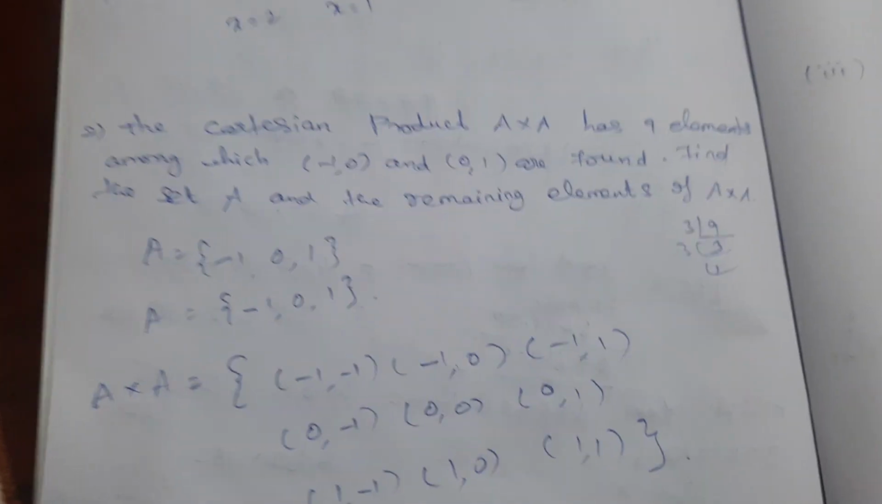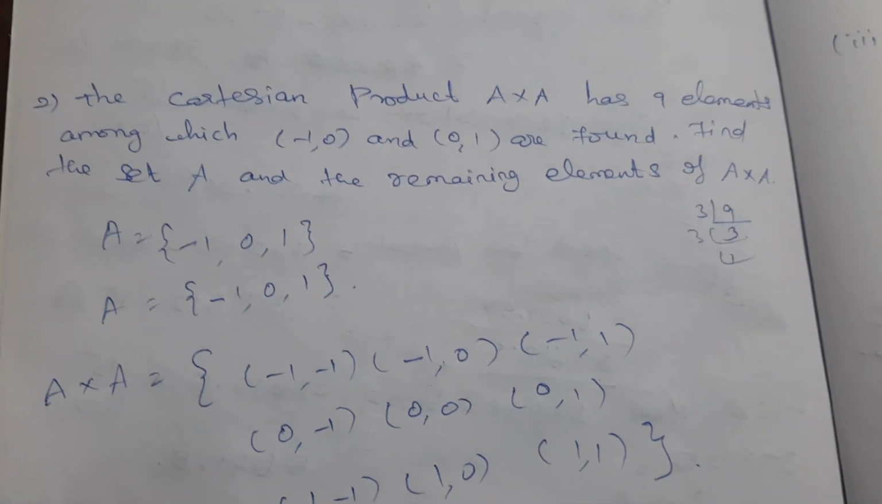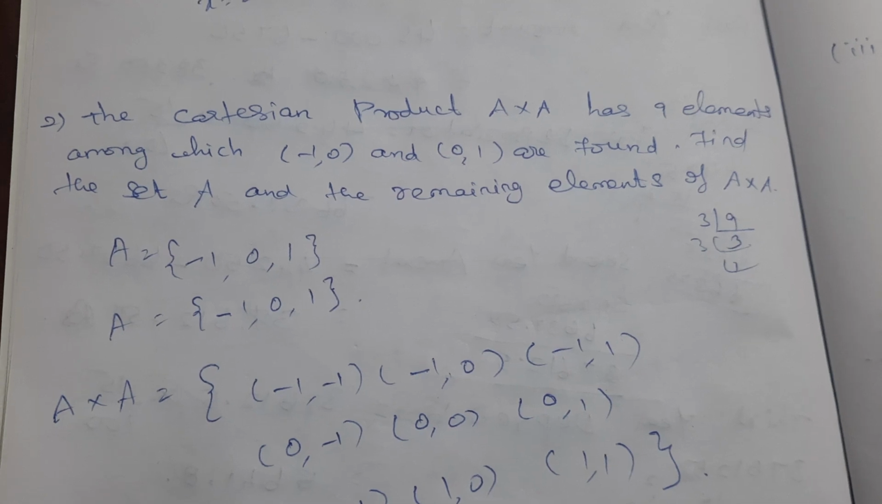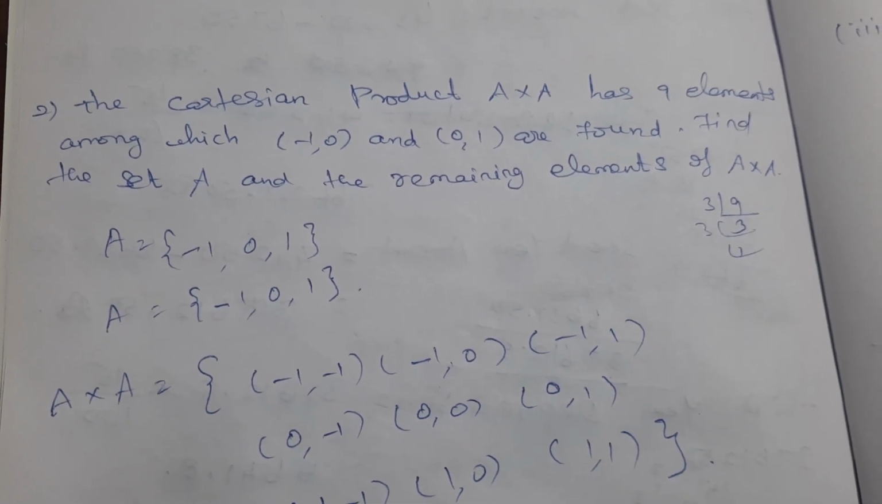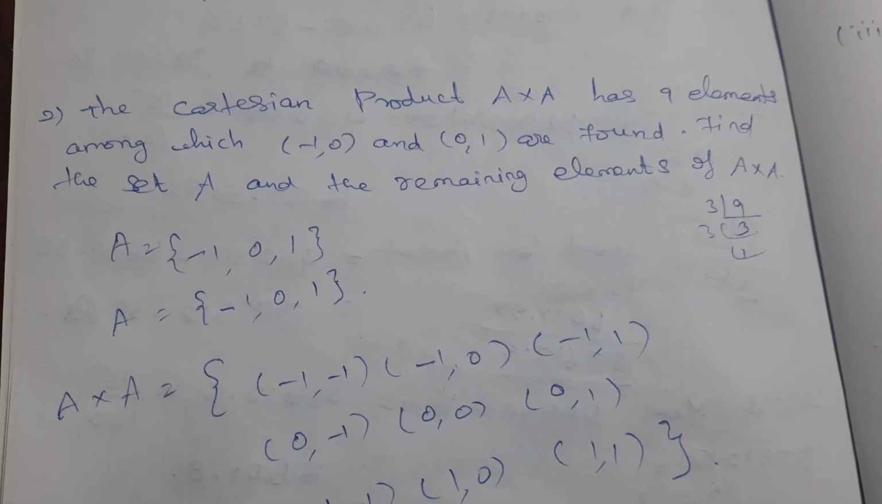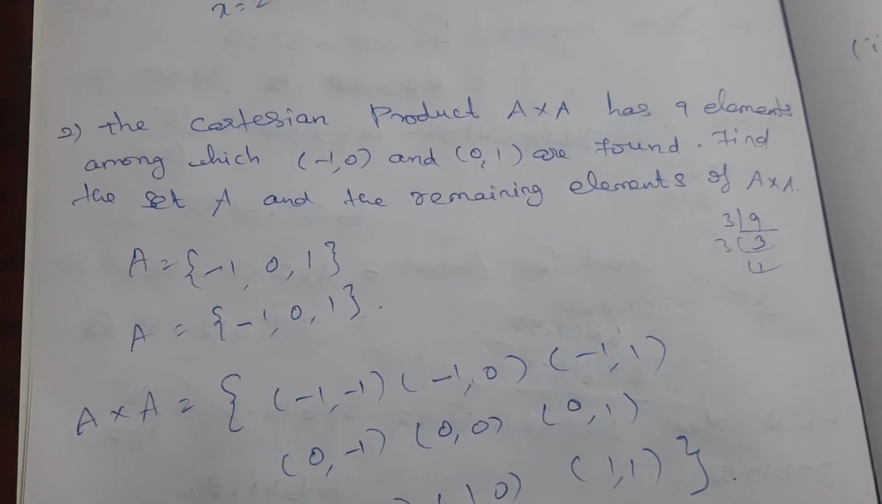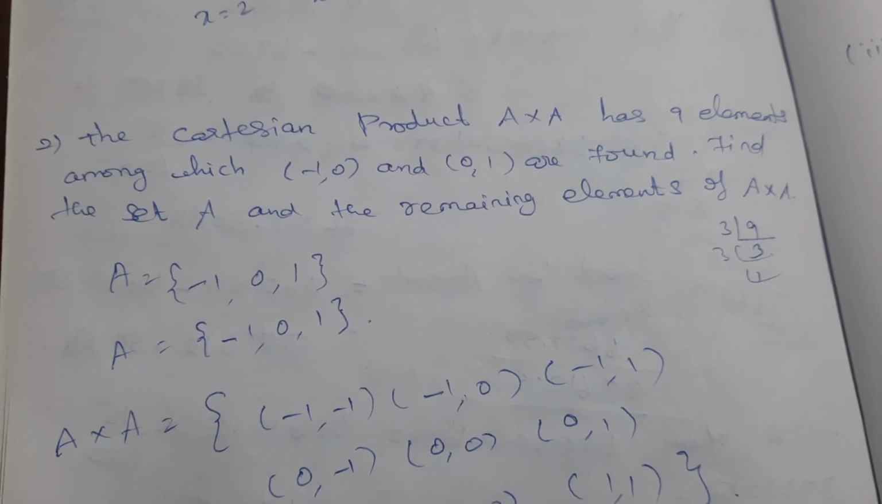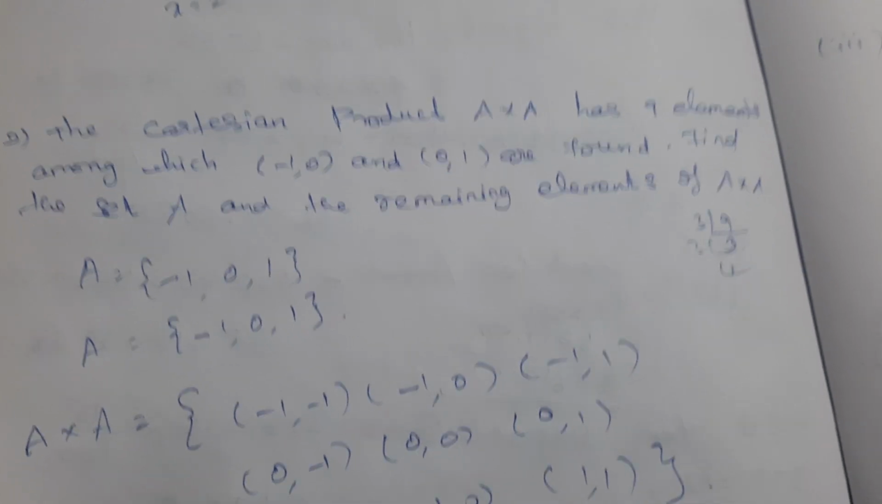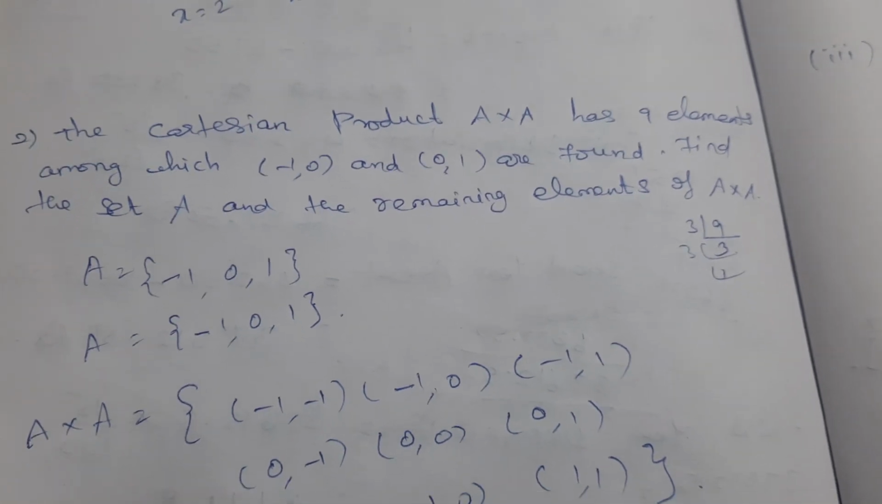Now we go to the second sum. The Cartesian product A cross A has 9 elements, among which (−1, 0) and (0, 1) are found. So A cross A has 9 elements, and two elements are given. Find the set A. First we find A, then the remaining elements of A cross A.